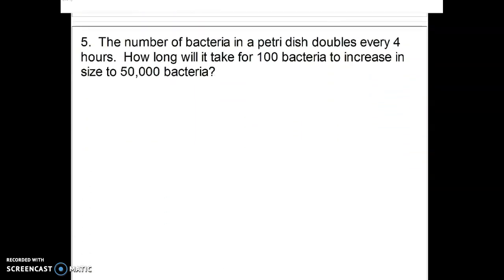So if you look at number 5, the number of bacteria in a petri dish doubles every 4 hours. How long will it take, so we're trying to find T, for 100 bacteria to increase to 50,000 bacteria? Okay, so the 100 here is how much we're starting with, so that's our initial. And then our final that we want it to be is 50,000.